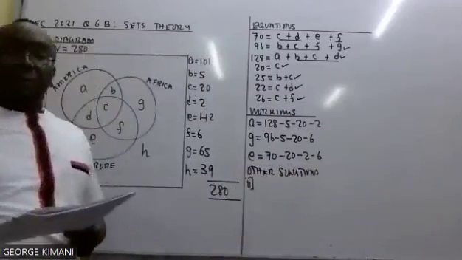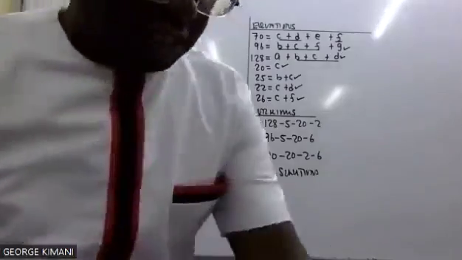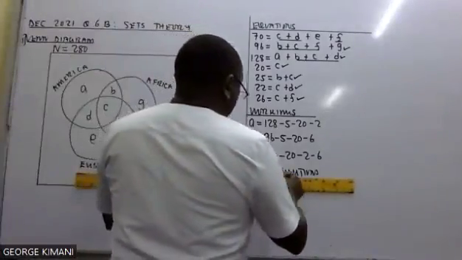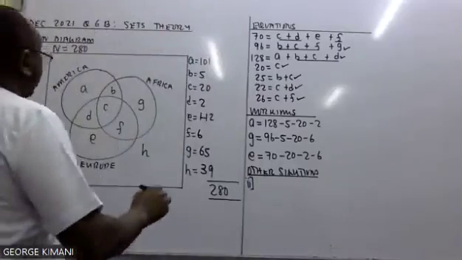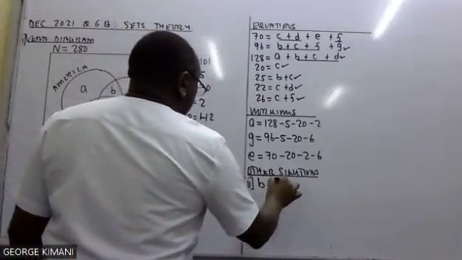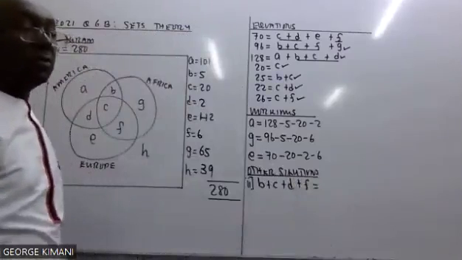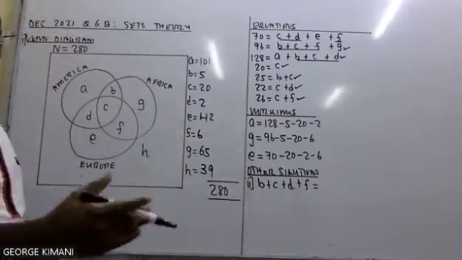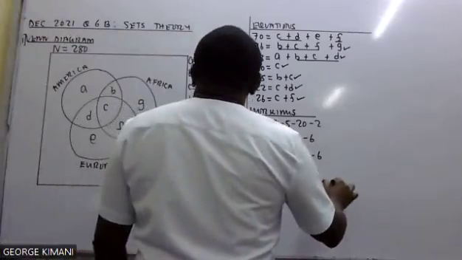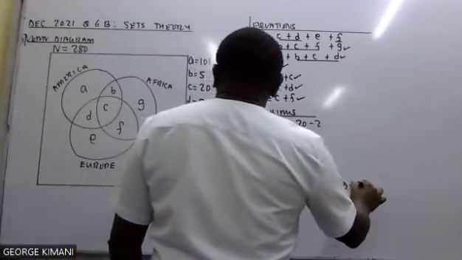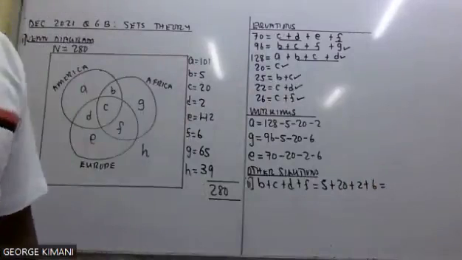Roman 2 is saying the number of delegates who represented at least 2 continents. So those who represented at least 2 are B, C, D, and F. Because when you are told at least 2, it means 2 or more. So that's why C is included. So B is 5, C is 20, D is 2, and F is 6.